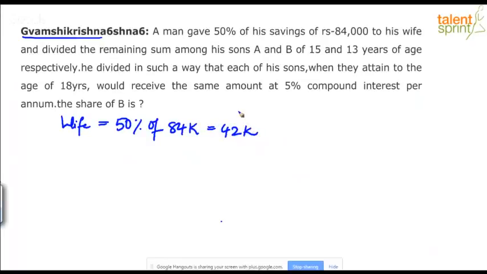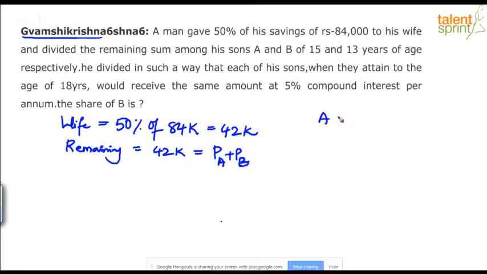Divided the remaining sum among his sons A and B of 15 and 13 years of age, respectively. He divided in such a way that each of his sons, when they attain to age of 18 years, would receive the same amount at 5% compound interest per annum. What is the share of B? Okay. So remaining is how much? 42,000. Right? Now this 42,000, let's say it is P1 plus P2, principal of A plus principal of B.